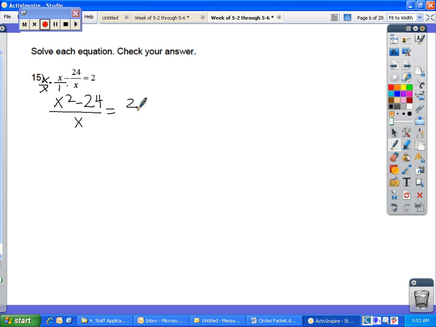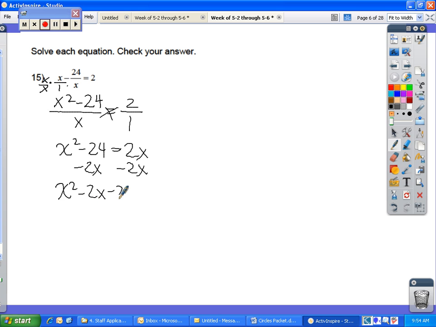Now that I have a common fraction, I can make that 1 and cross multiply. So x squared minus 24 times 1 is x squared minus 24. 2 times x is 2x. Subtract 2x because this is going to be a quadratic. So x squared minus 2x minus 24 equals 0.